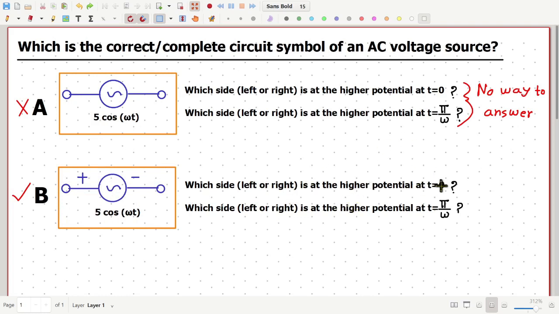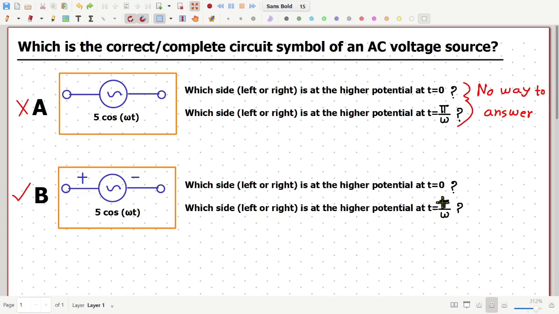Since at t equal to 0, cosine 0 is 1 and therefore the value of the source is 5 plus 5, therefore the left side will be at a higher potential compared to the right side. More precisely, left side will be at 5-fold higher potential compared to the right side.